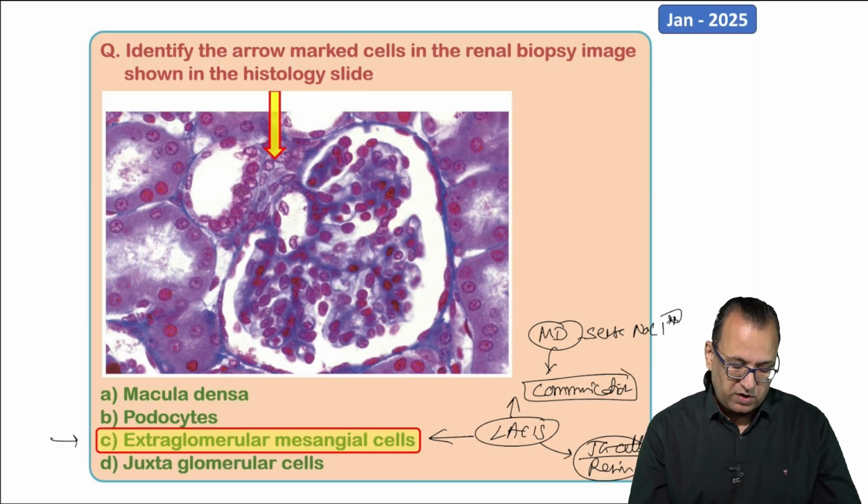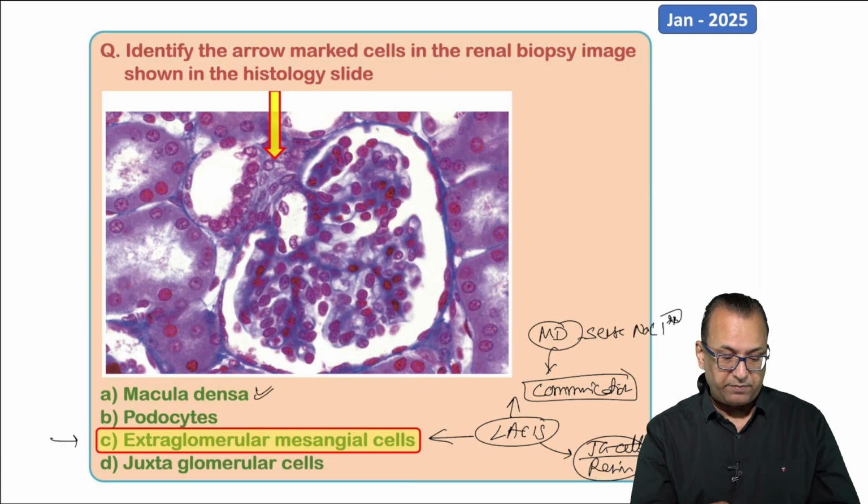Now, why are you not taking the answer as macula densa? Because macula densa are here. These are the nuclei of macula densa in the DCT. So, the arrow mark is here.